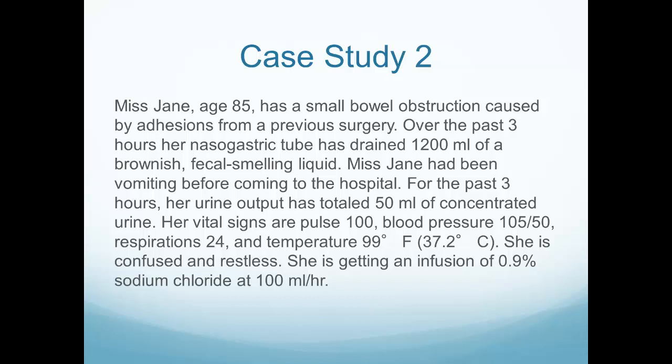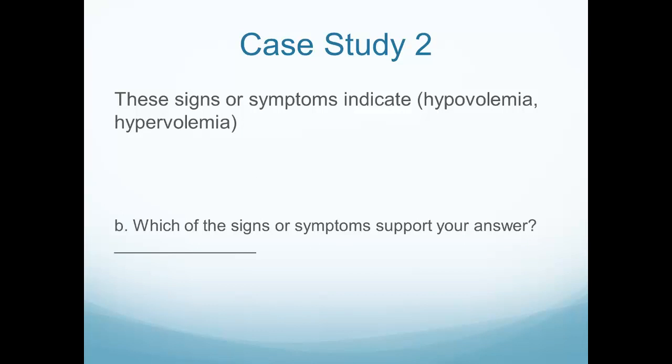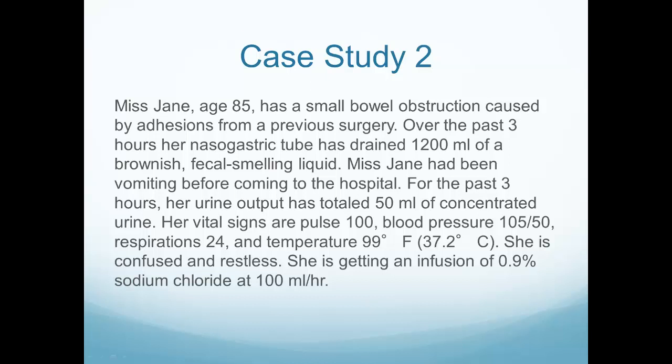Here, she is confused and restless. She's getting an infusion of sodium chloride at 100 milliliters an hour. These signs or symptoms indicate which, hypovolemia or hypervolemia? So let's go back and take a look at some of her information again. She's drained out 1,200 milliliters of fluid from her nasogastric tube.